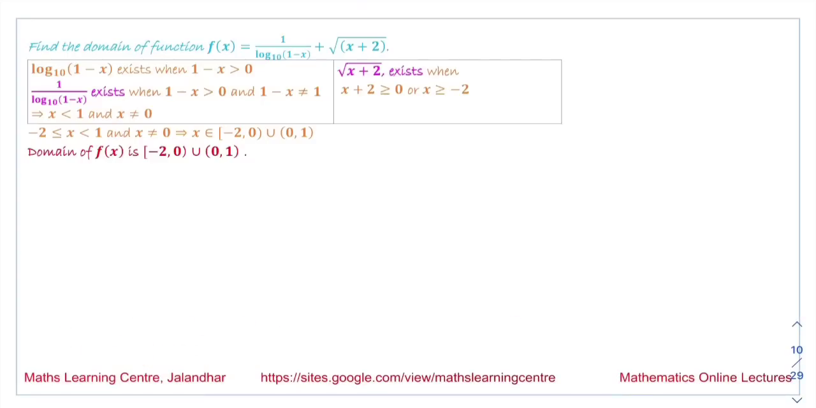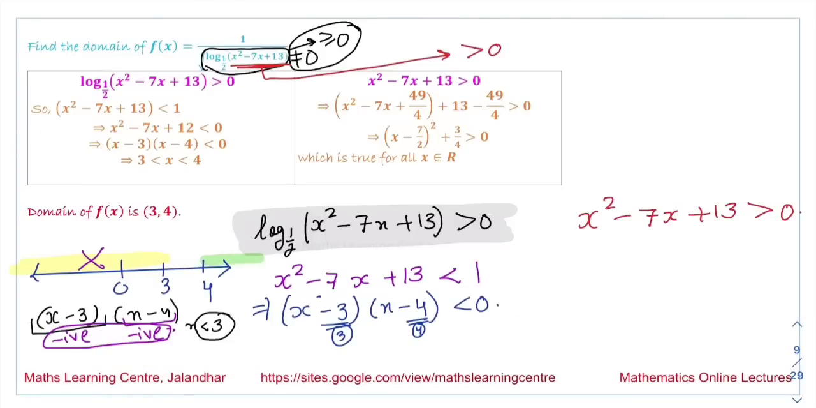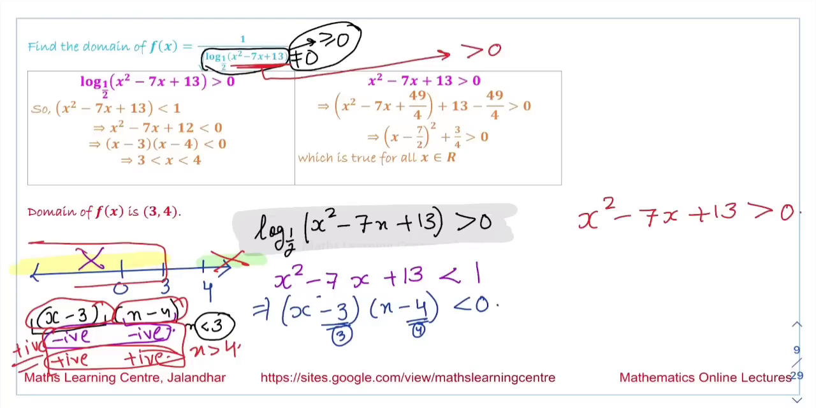Suppose I am substituting a value of x greater than 4. Then x − 3 will be positive, x − 4 will be positive, and the overall answer in both these cases is positive. So this region also does not contain the solution. When x is less than 3, this region does not contain any x for which this is satisfied.